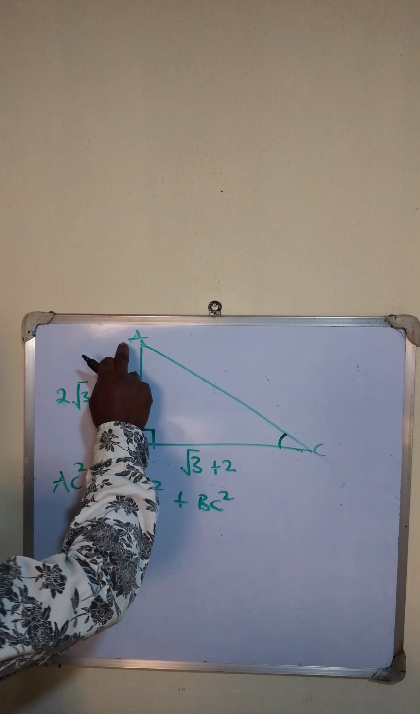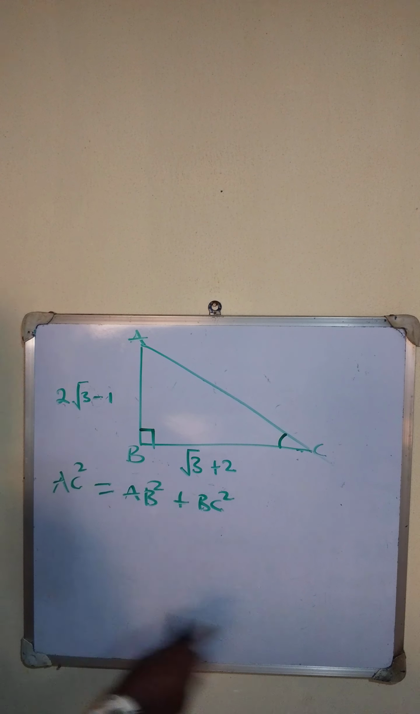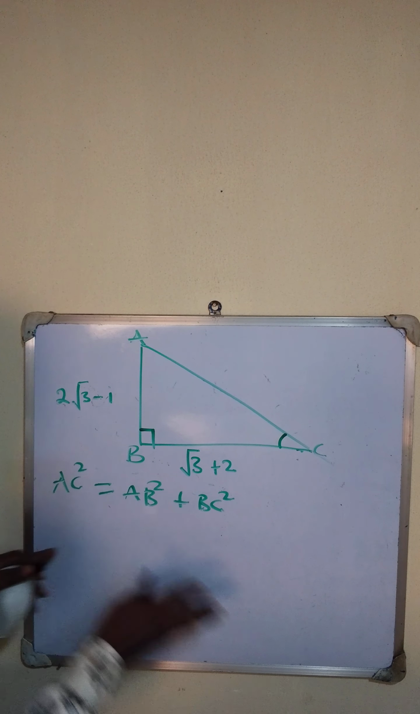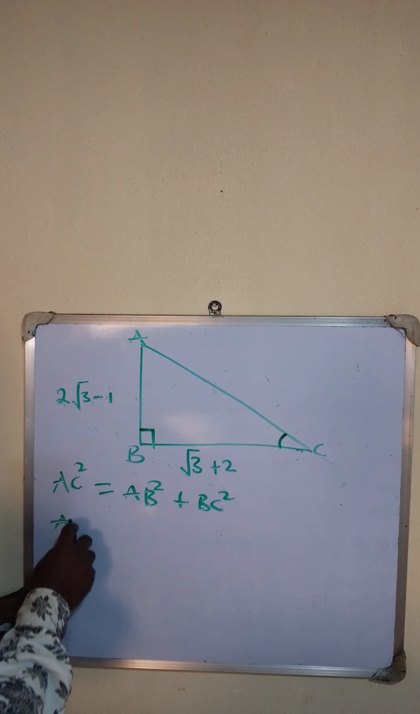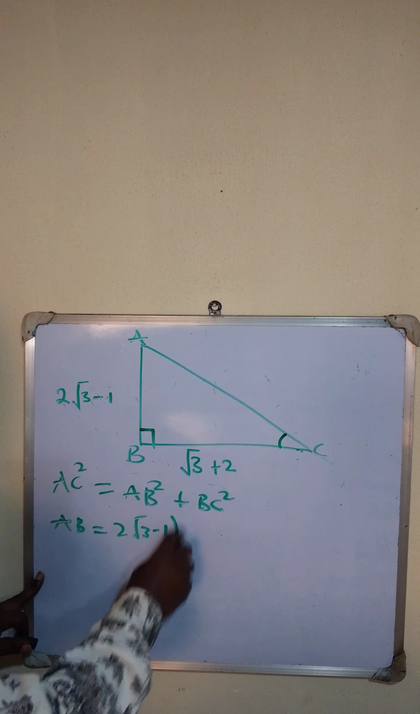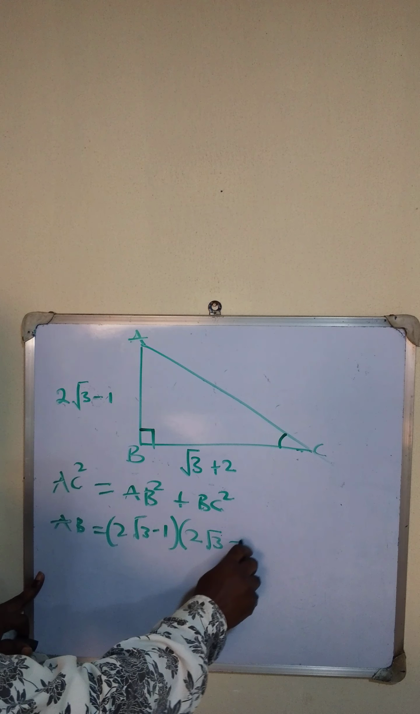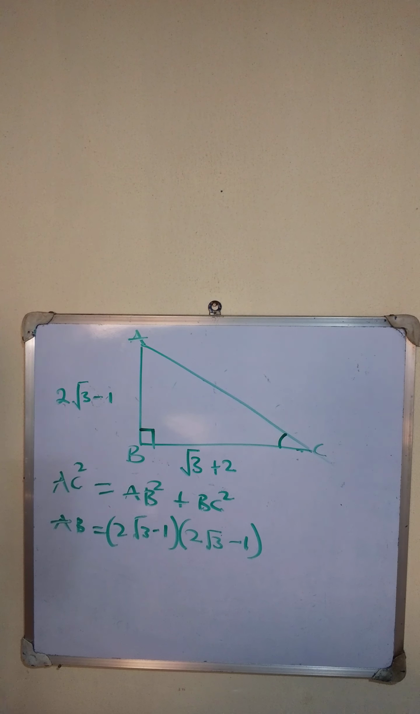AB. So we have 2 root 3 minus 1. That's a square there. Let us expand it. So our AB gives us 2 root 3 minus 1, and when you square it, it means twice: 2 root 3 minus 1 times 2 root 3 minus 1. So let's expand it and see what we have from there.